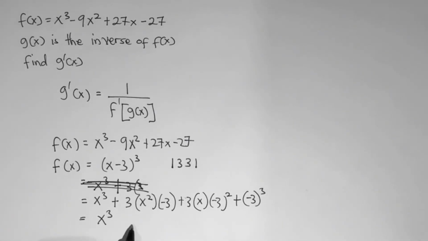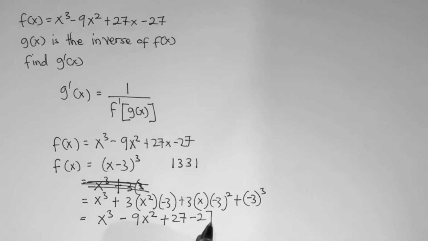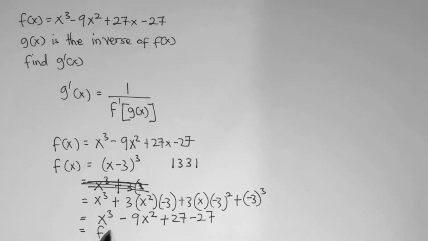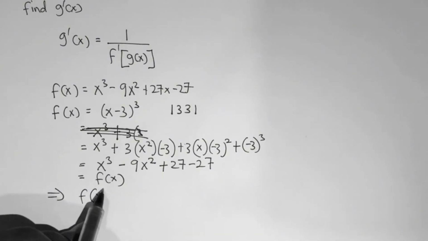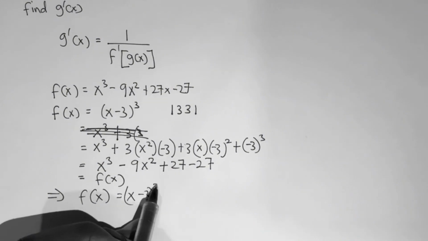So this becomes x cubed, then 3 times minus 3 is minus 9, so this becomes minus 9x squared. Then minus 3 squared is 9, times 3 is 27, so plus 27x. Then minus 3 cubed is minus 27. So we get back our original function, f of x. So it implies that f of x is equal to x minus 3 cubed.